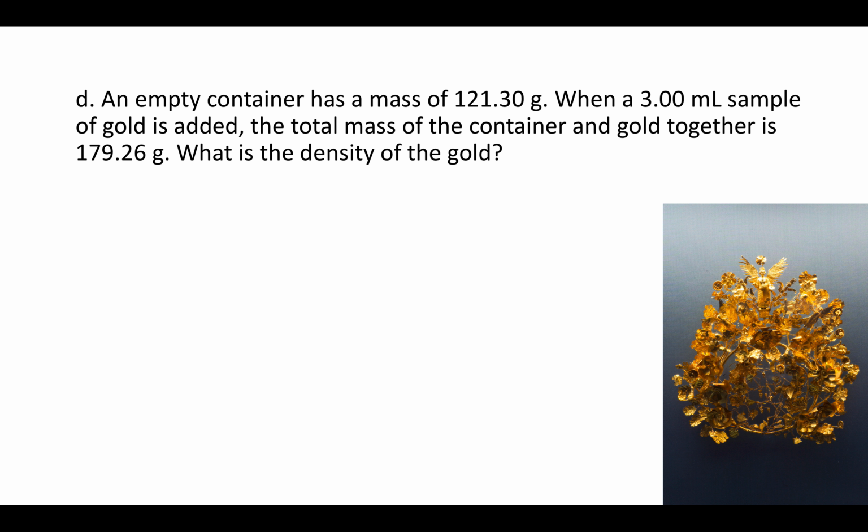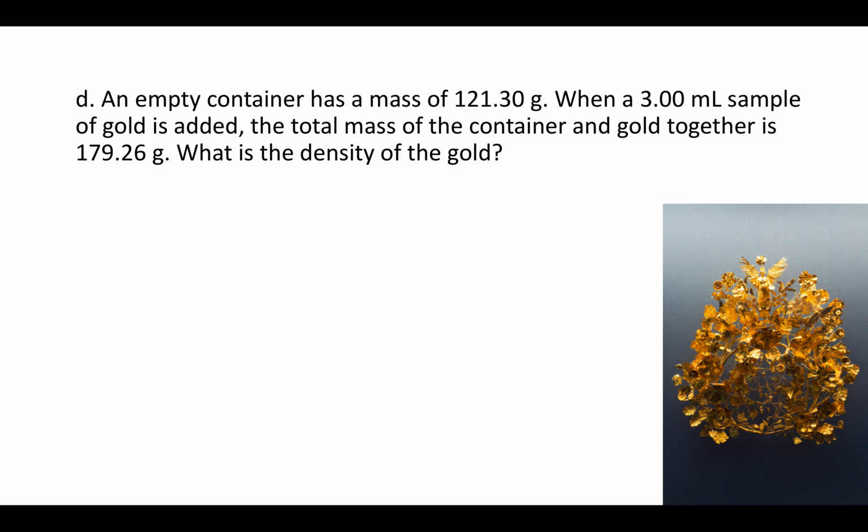This question says an empty container has a mass of 121.30 grams. When a 3.00 milliliter sample of gold is added, the total mass of the container and gold together is 179.26 grams. What is the density of the gold? Okay, well here they're asking about the density of just the gold. So we're going to plug it into our normal formula. Density equals mass over volume. But when we get the mass, we want just the mass of the gold and nothing else. And when we get the volume, we want just the volume of the gold and nothing else.